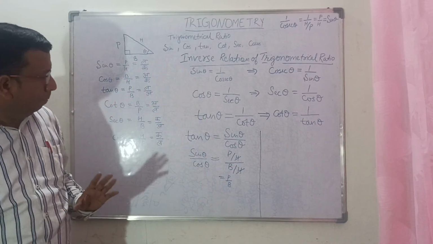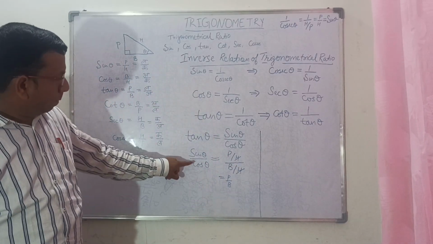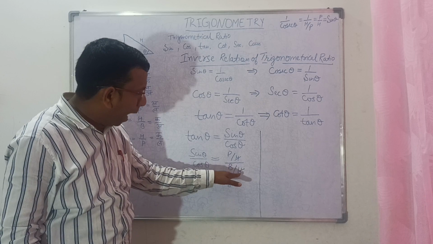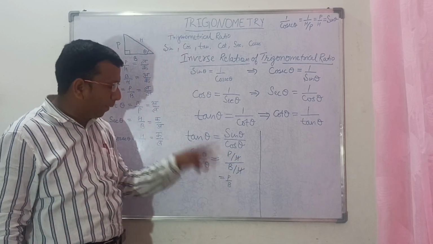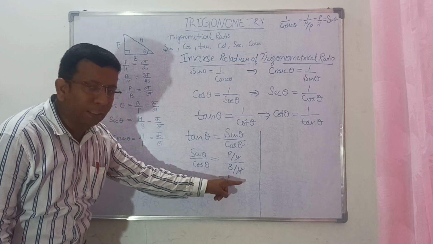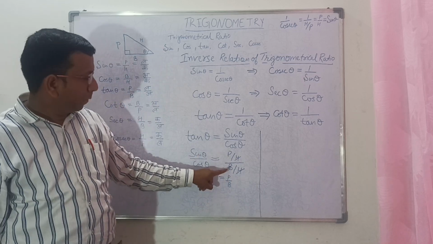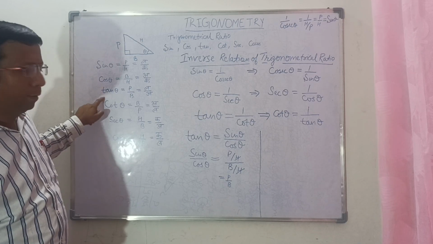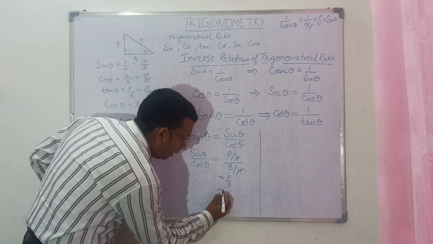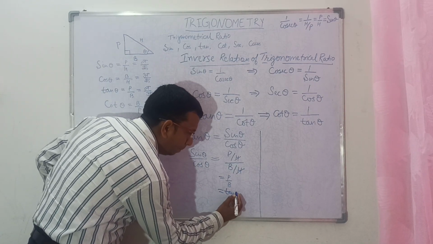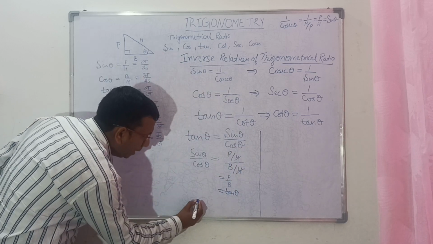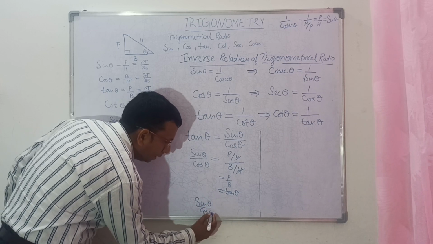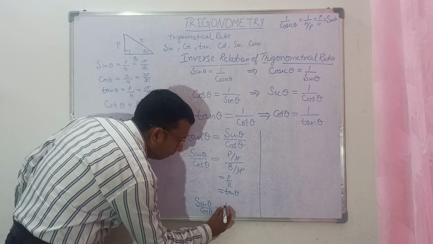Now you have seen the relation: sin theta by cos theta is equal to perpendicular upon hypotenuse by base upon hypotenuse. Hypotenuse cut by hypotenuse, we find perpendicular upon base. Which relation is equal to perpendicular upon base? Now you see here, what is tan theta? Okay, you may write here tan theta.